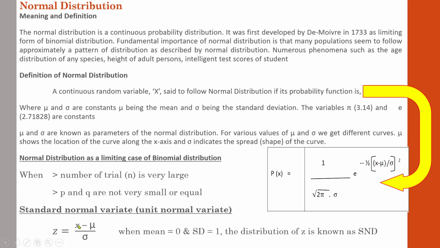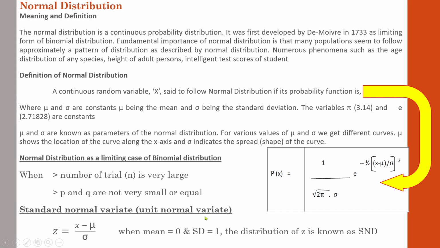Here x will be the random variable under study, just like the values x equal to whatever the values. In this case it is a continuous series, we will come to that. Anyway, the x represents the random variable under study, mu represents the mean of the distribution, and standard deviation represents the standard deviation, otherwise known as sigma, of the distribution. And so the equation will be z equal to x minus mu divided by standard deviation. It is known as standard normal variate, otherwise known as unit normal variate.